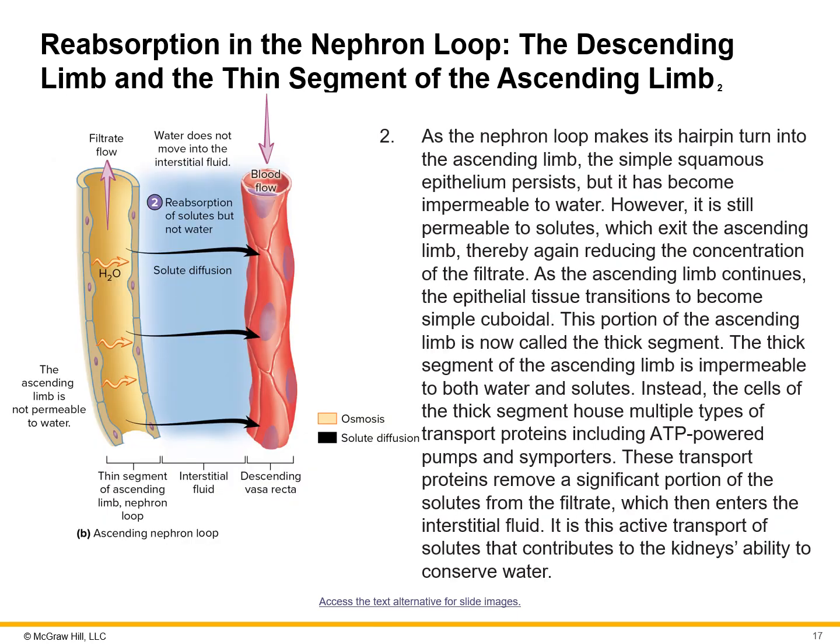Now, as we start to make the bend in our descending loop, we still have the simple squamous cells, but they're becoming less permeable to water at this point, but still very permeable to solute diffusion. So we still have molecules and solutes moving across in the actual loop of our descending limb.